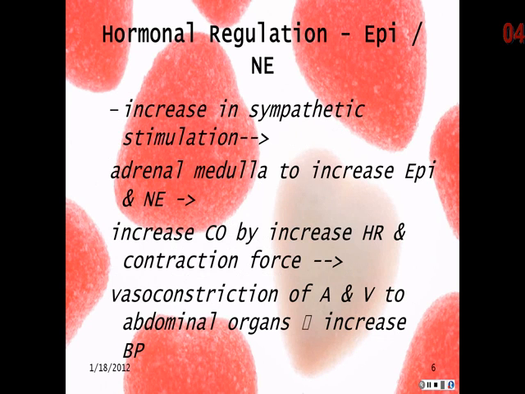Epinephrine and norepinephrine are the hormones released from the adrenal gland when there is an increase in sympathetic stimulation. This will increase the cardiac output by increasing both the contraction force and the heart rate. It will also increase vasoconstriction of the vessels to the abdominal organs and increase the blood pressure.